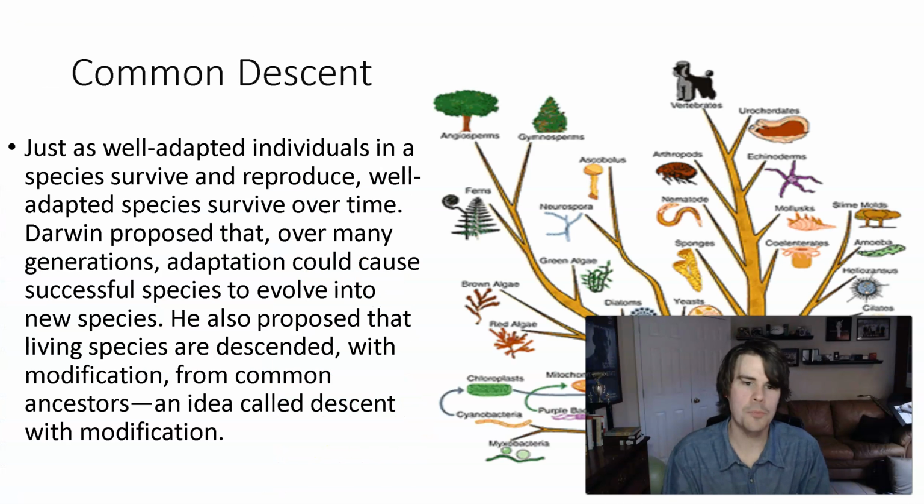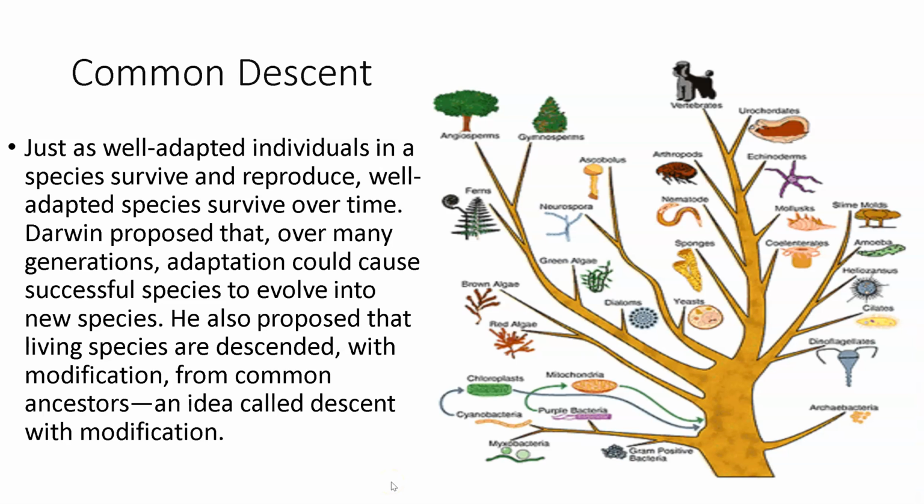So Darwin's coming up with this theory, and he comes up with this common descent. So in biology, I'll take the webcam away, but in biology, there's this tree of life according to atheistic naturalistic biology. And so Darwin proposed that over many generations, adaptations could cause successful species to evolve into new species. That's called speciation. He also proposed that living species are descended with modification, with changes from one common ancestor.